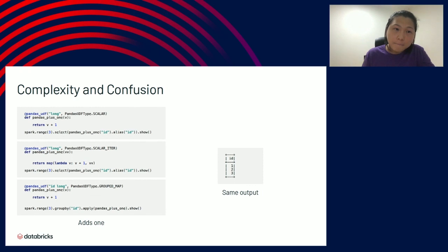So here's the complexity and confusion. The first problem is that the increasing number of Pandas UDFs started to make confusion for users. For example, the three Pandas UDFs here above all mean the same thing, but the type of the Pandas UDF is different, and the input and output for the functions are also different. And it's difficult to tell what is expected.